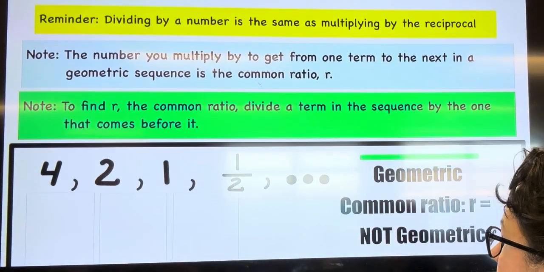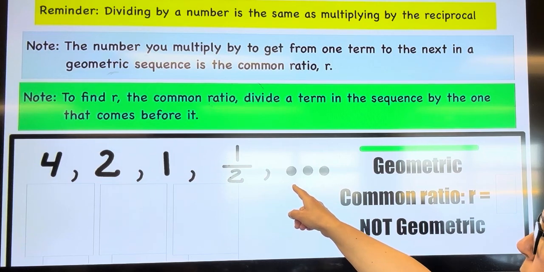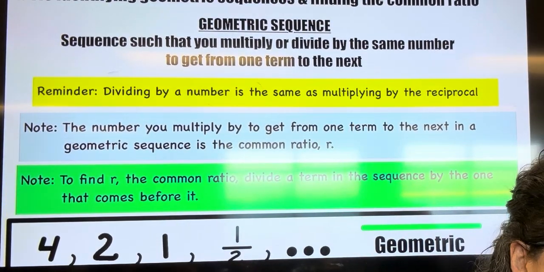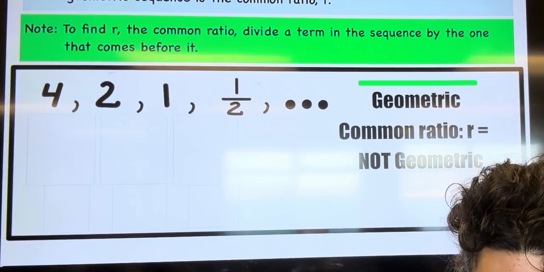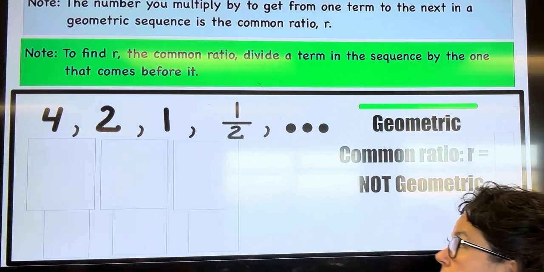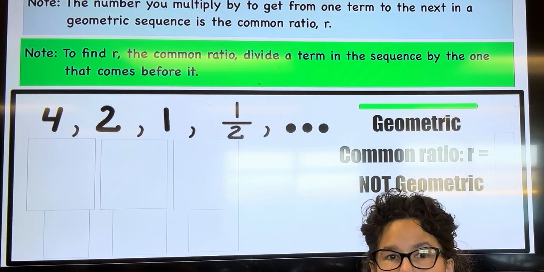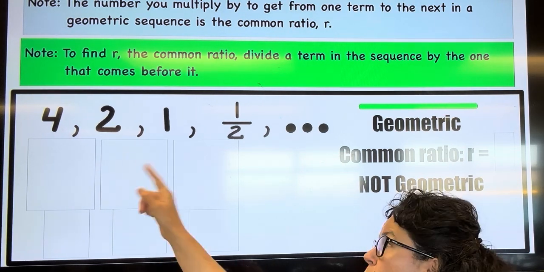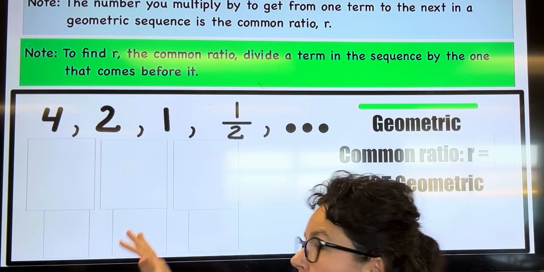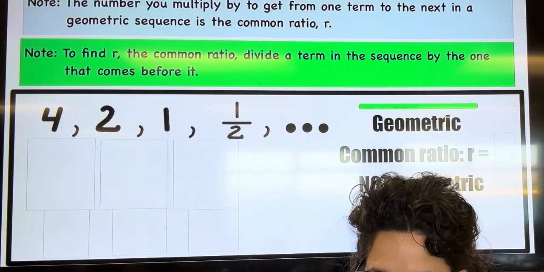We're going to be given a list of numbers, and we're trying to decide if the list is a geometric sequence. If it is a geometric sequence, then we either multiplied or divided by the exact same number to get from one number to the next. But we can find that quickly, even if there's some fractions involved.